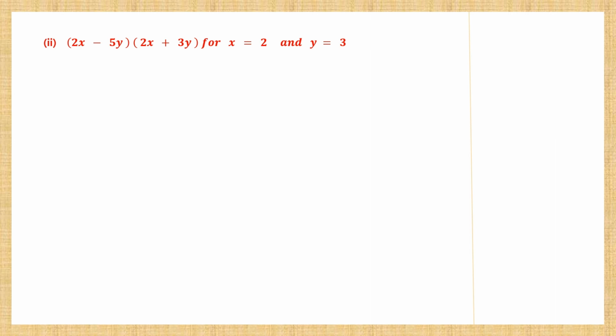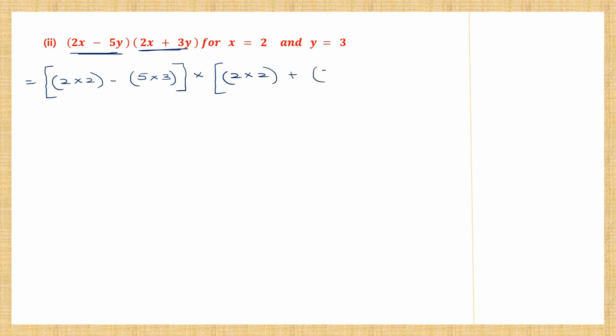Question 2. Similarly, here also we're going to substitute x with 2 and y with 3. So this will be 2 into x. So that is 2 into 2 minus 5 into y, which is 5 into y is 3. So what we've done is we've done only this part. Now let's take this. So we're going to multiply similarly 2 into x, that is 2 into 2 plus 3 into y, which is 3 into 3.